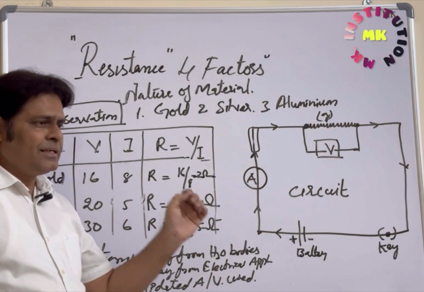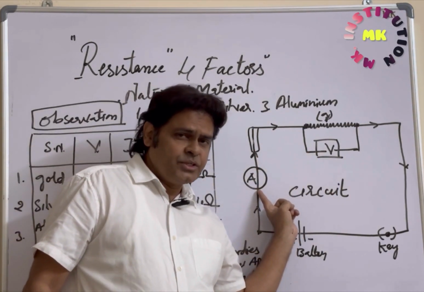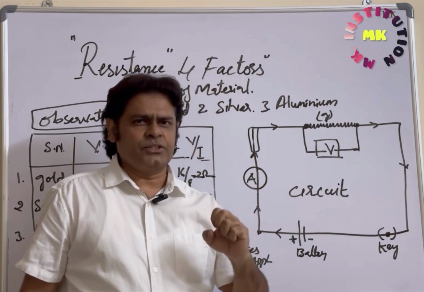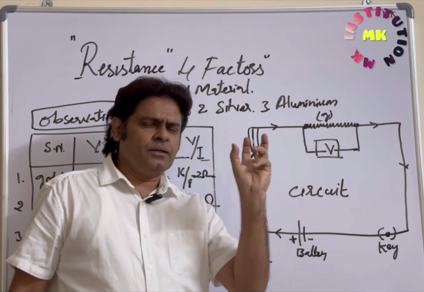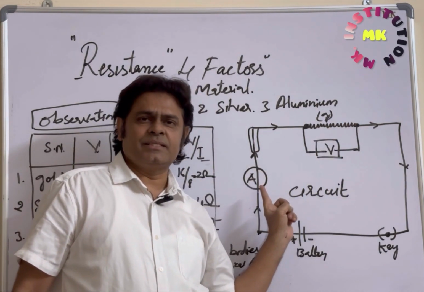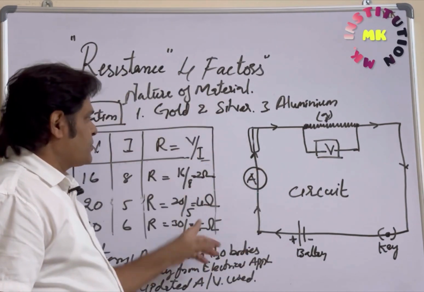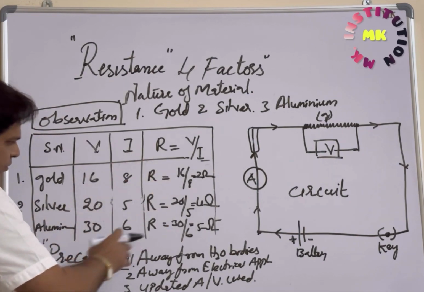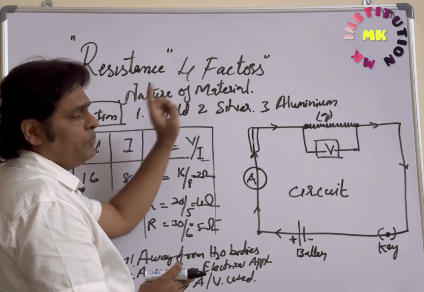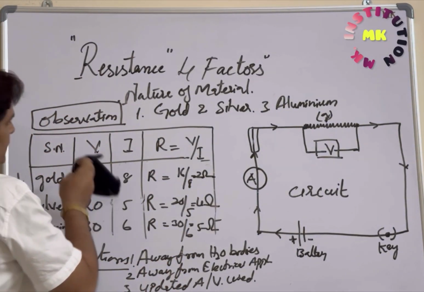Keep away from electrical appliances and devices. The ammeter and voltmeter you are using should be updated and in good condition so that they can give you accurate readings. Clear? And finally, the wire you are using as a conductor should be insulated wire only. Clear? This experiment proves that resistance purely depends upon the nature of the material also. This is one of the factors for resistance. Next one we'll do, the third one.